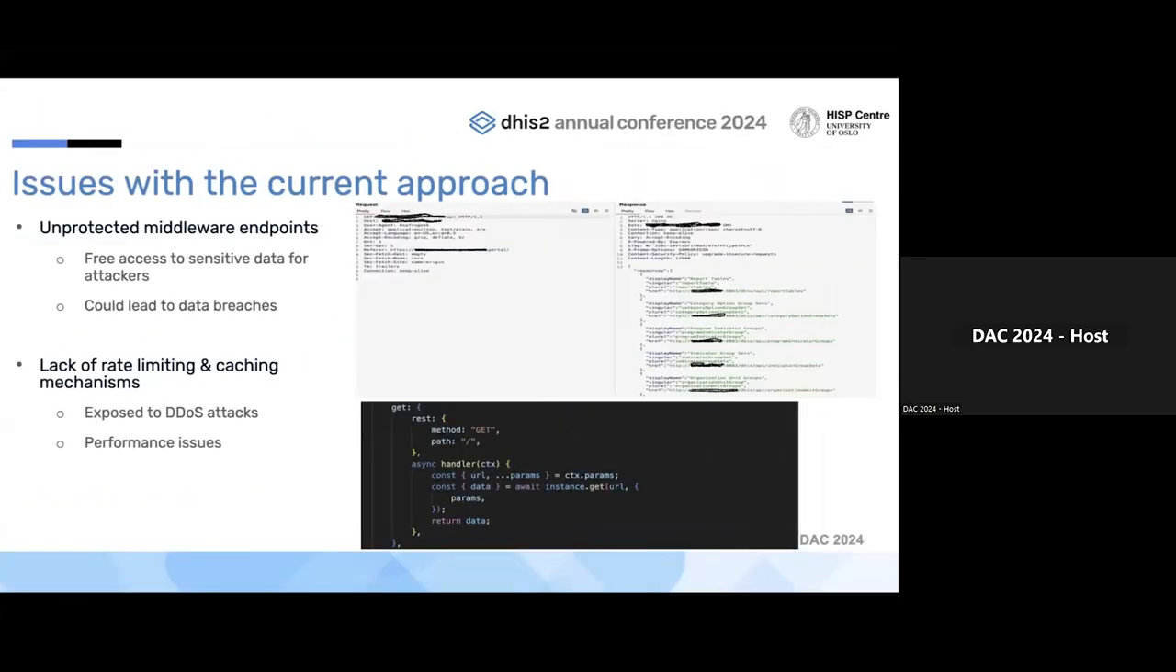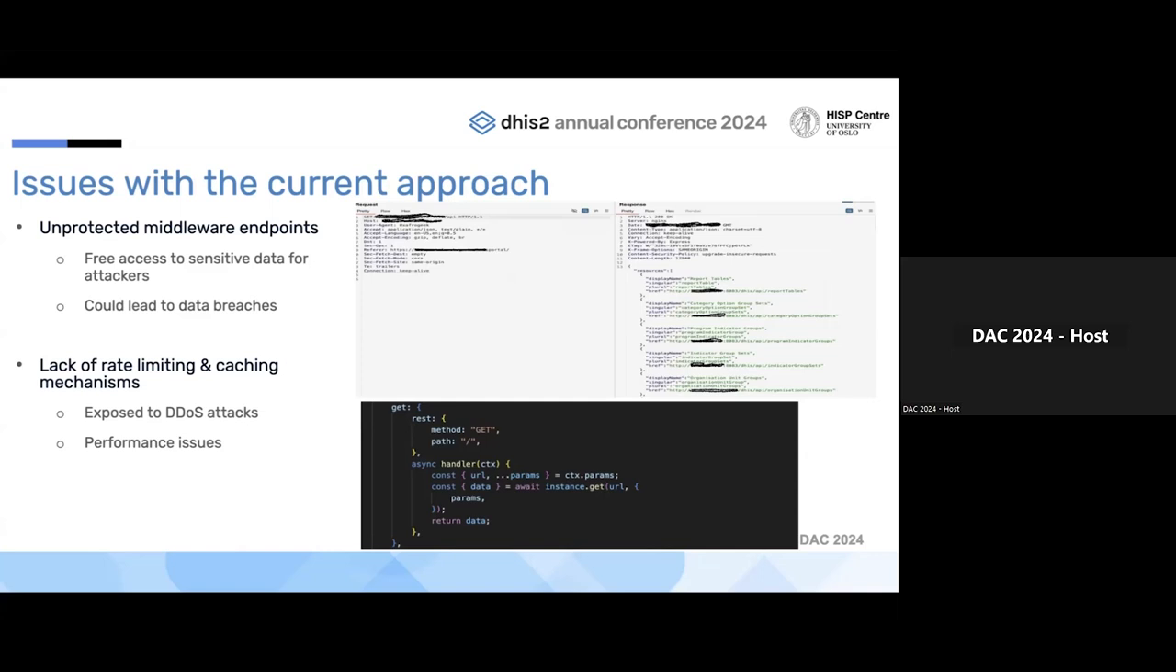But there is a problem. There's an issue with this approach, and one of the issues is unprotected middleware endpoints. Most of these middlewares are just helping fetch data, and authentication is only done between the middleware and the DHIS2. So there is no form of authentication or authorization on the front end, that's the React or whichever technology the implementer uses for the public portal data visualization.